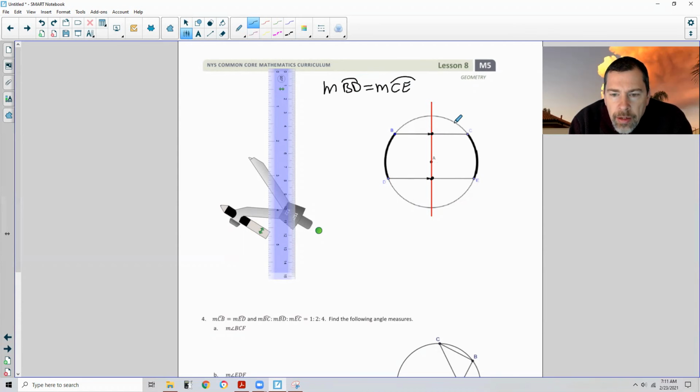Okay? So that is a theorem, so you need to remember this. If two chords in a circle are parallel, then the chords that are in between those two parallel lines are congruent. Okay?